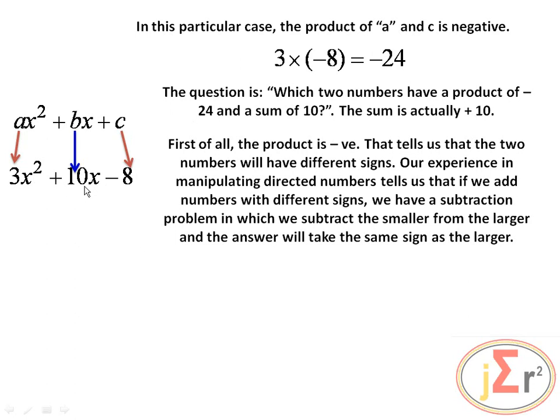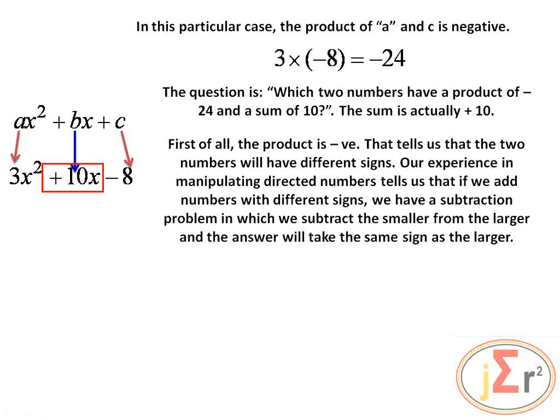So our experience in manipulating directed numbers tells us that if we add numbers with different signs, we have a subtraction problem in which we subtract the smaller from the larger, and the answer will take the same sign as the larger. So we need to add the two numbers, and we will have a positive 10.